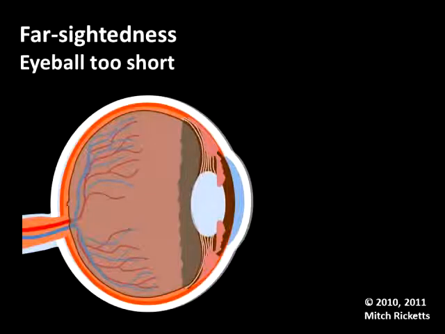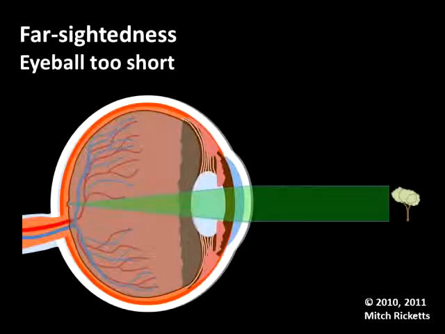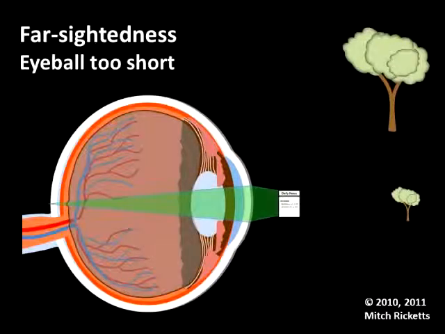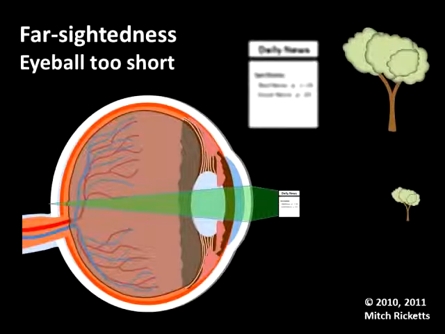With this defect, far vision is not impaired, so distant objects can be seen clearly. Light rays from nearby objects, however, are focused behind the surface of the retina. This means close objects are blurry and out of focus. Farsightedness can usually be corrected with prescription lenses that focus light rays on the retina of the shorter eyeball.